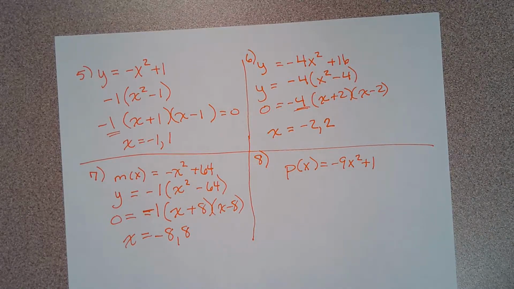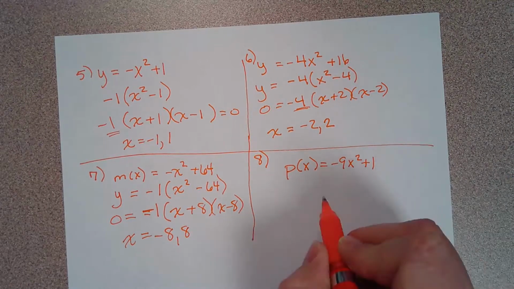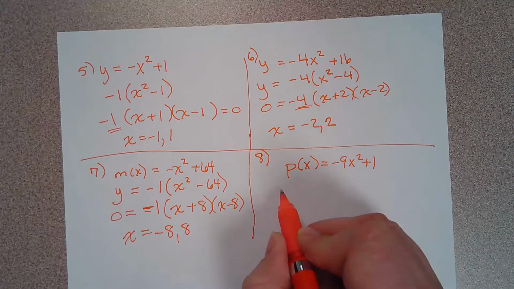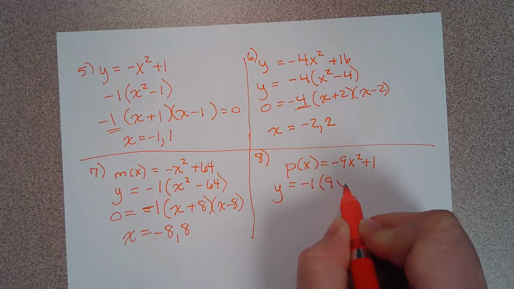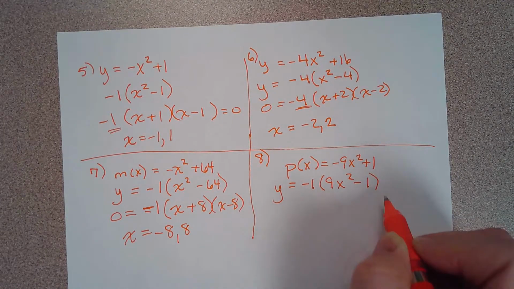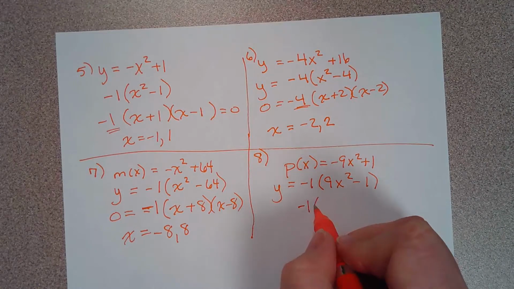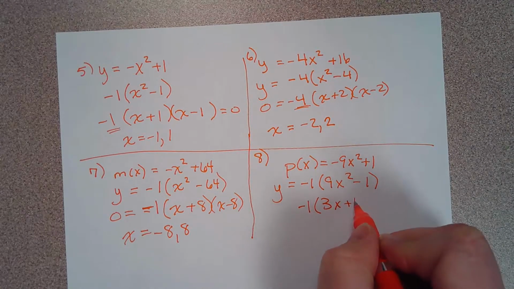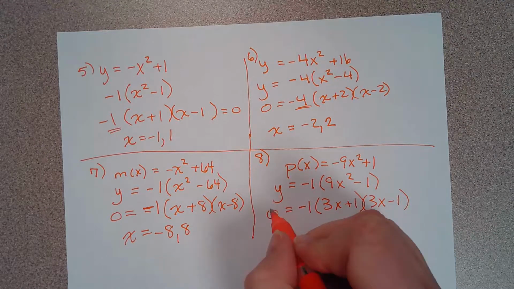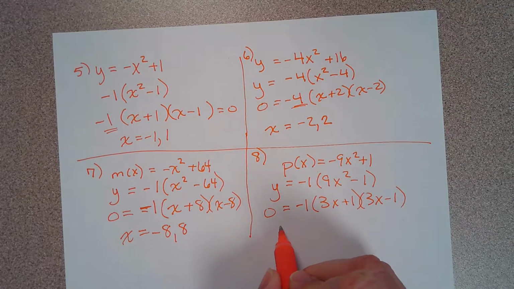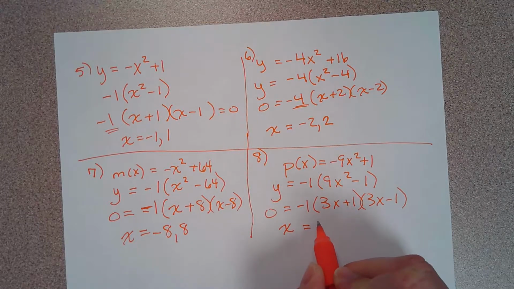So for this particular problem, hopefully you've taken a moment to pause it. We're going to do the same thing. It's the same as saying y. We're going to pull out a negative 1, which gives me 9x squared minus 1. So this is actually 3x plus 1 and 3x minus 1. So you set these equal to 0, your x is going to end up equaling negative 1/3 and positive 1/3.